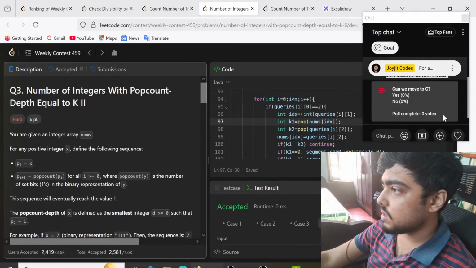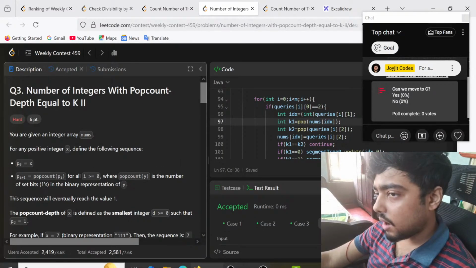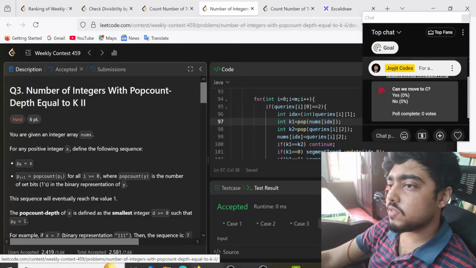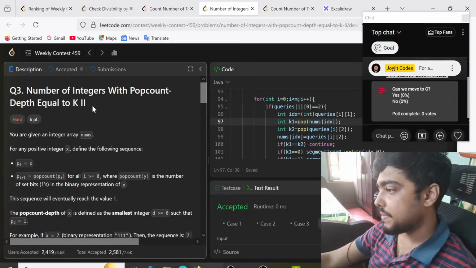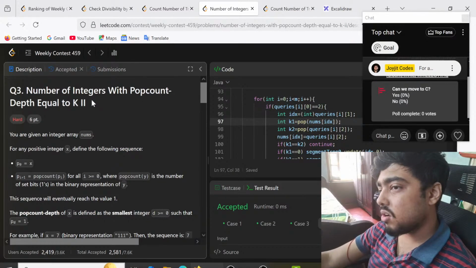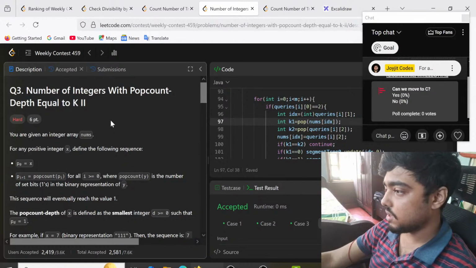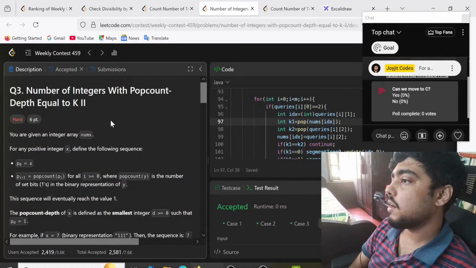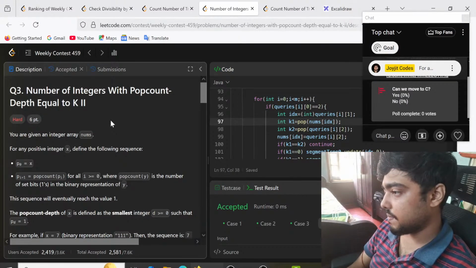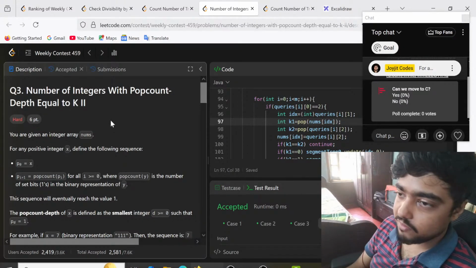Okay. This is a hard problem: number of integers with pop count depth equal to k, part 2. But according to me, part 1 of the problem, which occurred in yesterday's bi-weekly, was harder than this. Unpopular opinion, but I feel so.